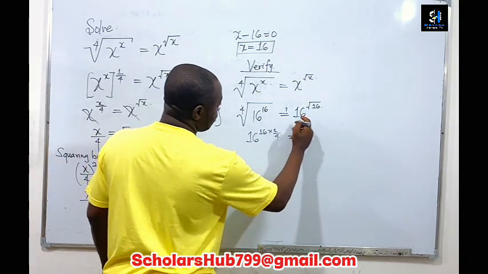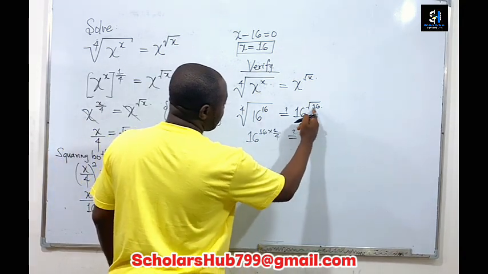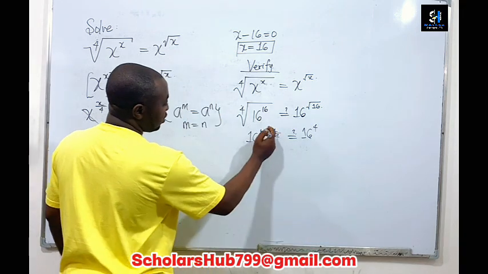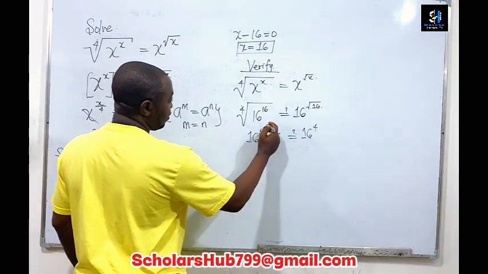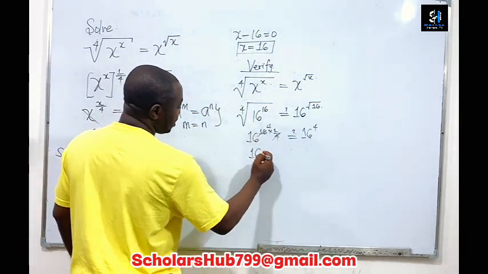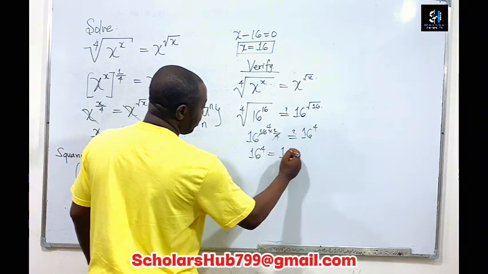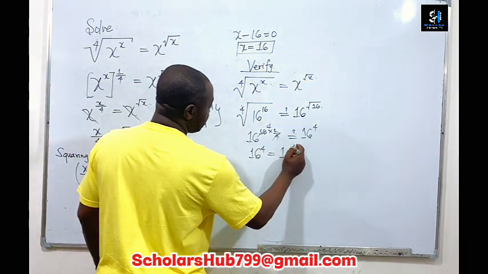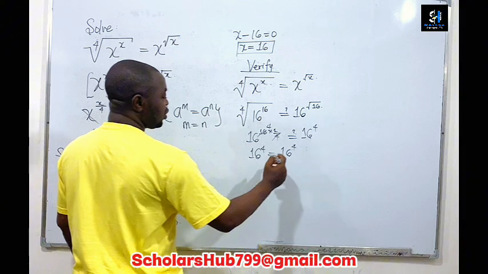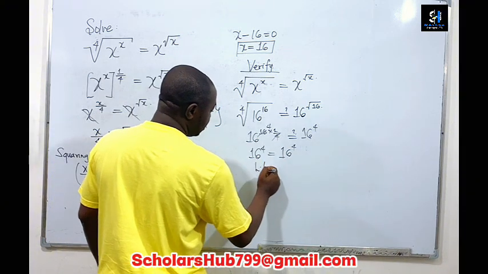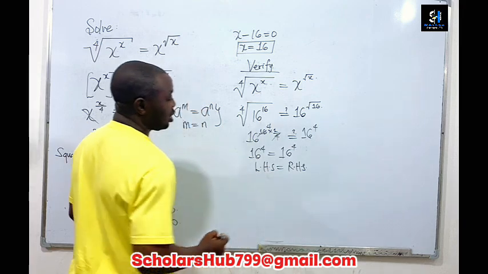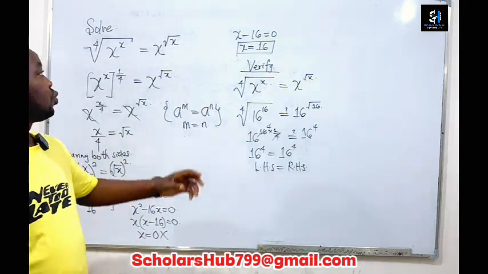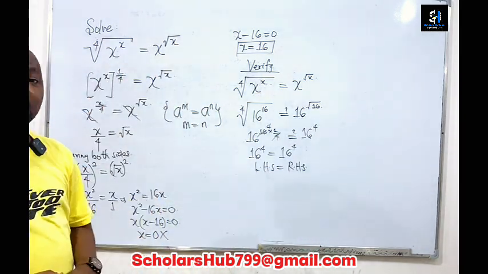Now is it equal to 16 raised to the power of square root of 16, which is 4? And this is 16 times 1, 16, divided by 4, that will be 4. So this will be 16 raised to the power of 4 equals 16 raised to the power of 4, which means that the left hand side is equal to the right hand side. So the value of x which satisfies this equation is 16.